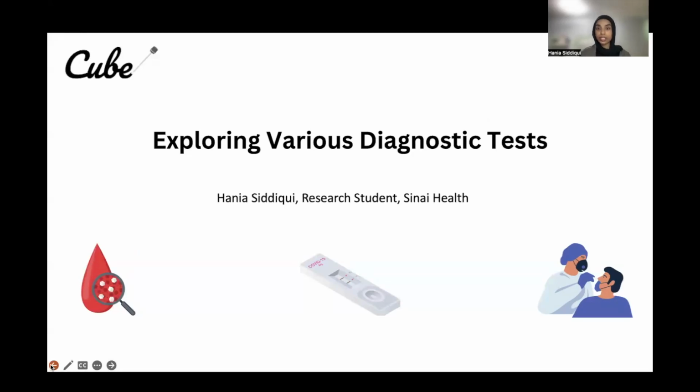I'm a research student at Sinai Health with the Coronavirus in the Urban Built Environment team, or CUBE for short. Today, we will be exploring various diagnostic tests.